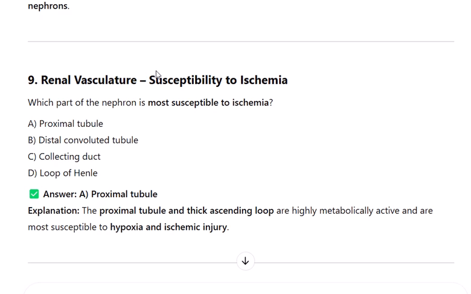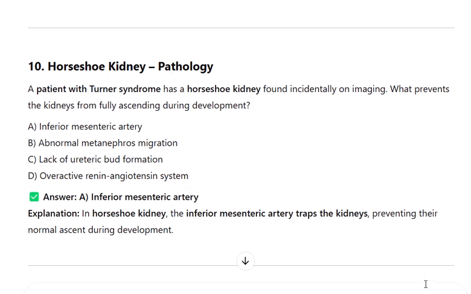10. Horseshoe kidney. A patient with Turner syndrome has a horseshoe kidney found incidentally on imaging. What prevents the kidneys from fully ascending during development? A. Inferior mesenteric artery. B. Abnormal metanephros migration. C. Lack of ureteric bud formation. D. Overactive renin-angiotensin system.